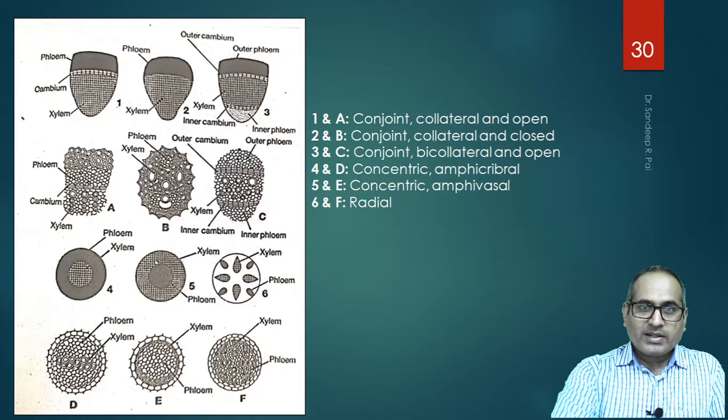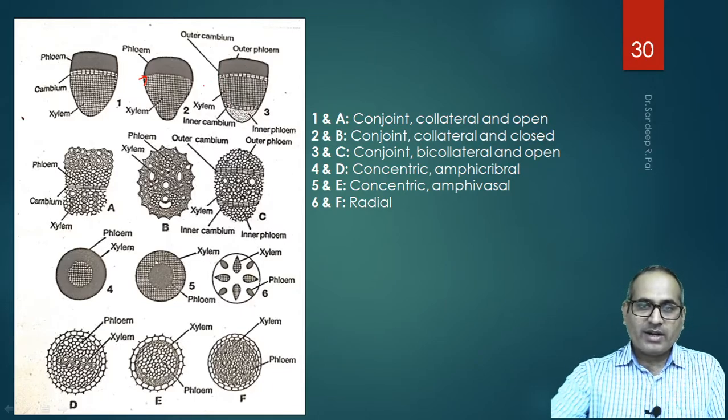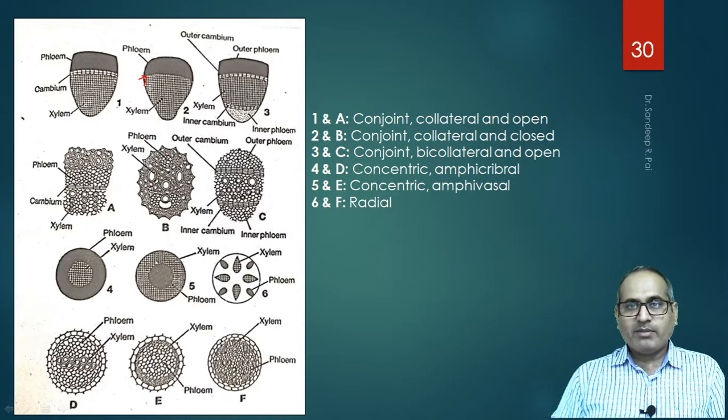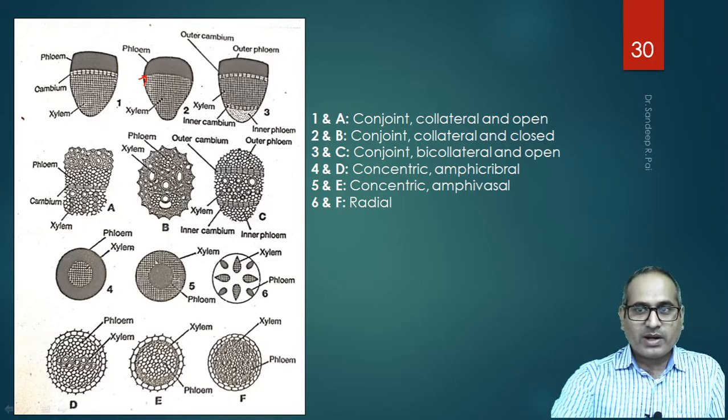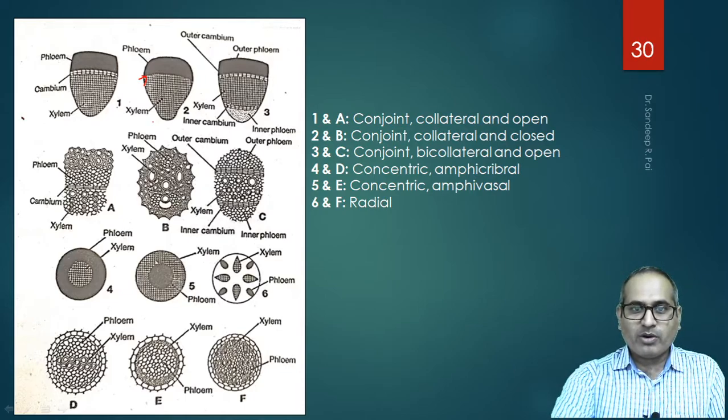Okay. And the second one is conjoint, collateral and closed. Here you will see there is no cambium. There is no cambium in this. That's why we call it as closed. The third type is conjoint bicollateral, where xylem is in the center. There will be an outer cambium and inner cambium, then outer phloem and inner phloem. So this kind of sandwich, which is formed of xylem and phloem and cambiums, is known as conjoint, bicollateral and open type. So this type will be always open.